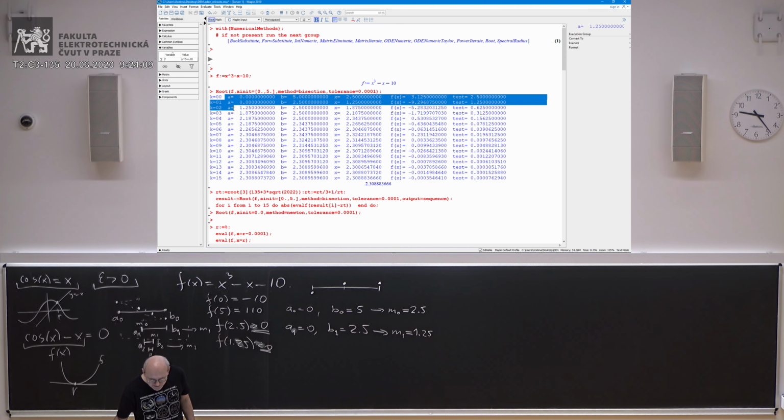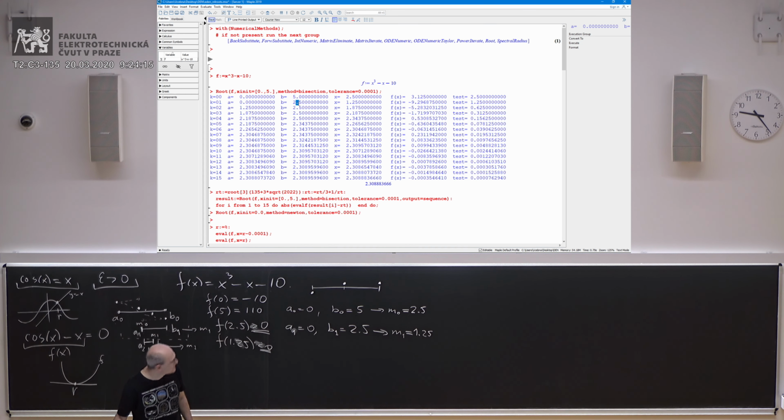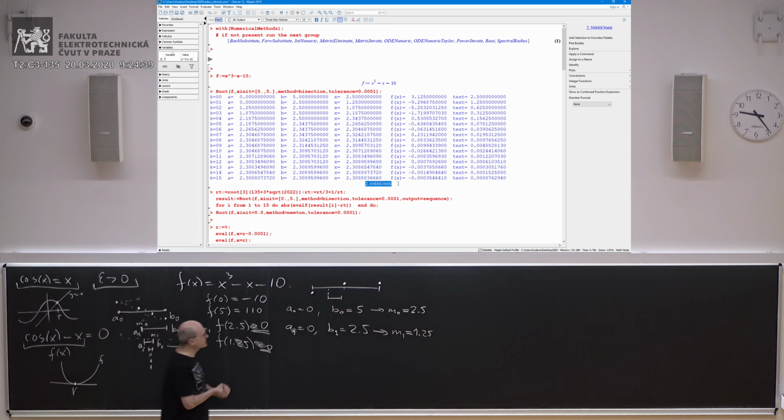Let's have a look at what's happening here. So in this column, we can see a's. Here we can see b's. And the second interval is 0, 2.5, which is exactly what we have here. And the third interval is 1.25, 2.5, which is something that we would obtain here. We would pass to this interval. So this seems to make sense. And after some 15 iterations, we got the estimate of the root, which is here, with precision 0.0001, which is 10 to negative 4. That's very nice.